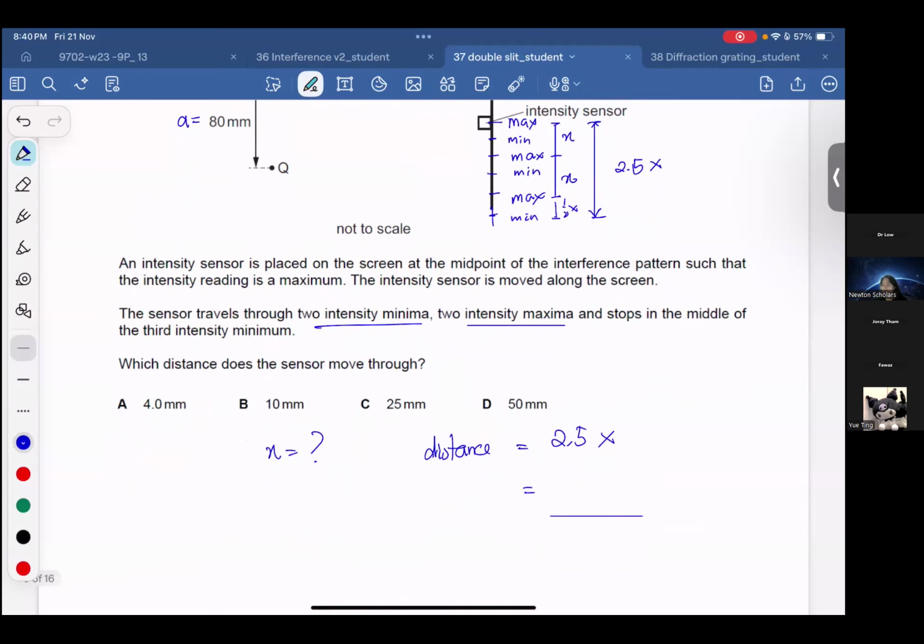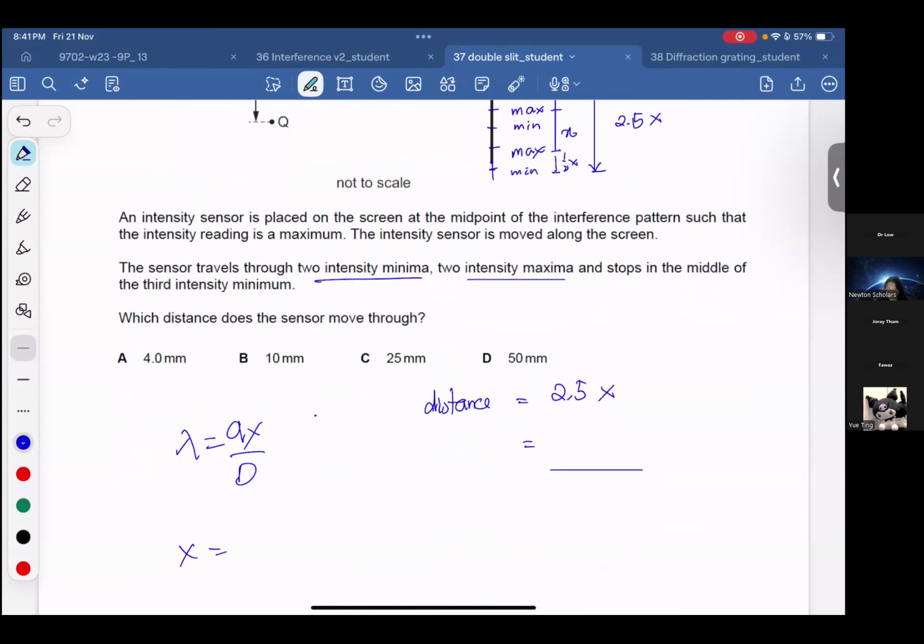Do I need to guide you more? I don't think so. Can you try? Find your x first. Wavelength equals x divided by d. Find your x. If you don't have the wavelength, use the formula v equals f lambda. If you don't have the speed, it is 3 times 10 power of 8 meters per second.